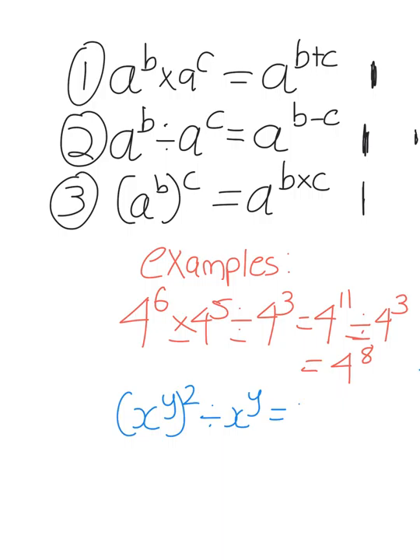So x to the power of y squared gives me x to the power of, and I multiply the indices together, 2 times y, divided by x to the power of y. So now I'm going to again use the second index law. I'm going to subtract the indices. So it would be x to the power of, and 2y minus y gives me y. And that's the answer. I can't simplify it anymore.